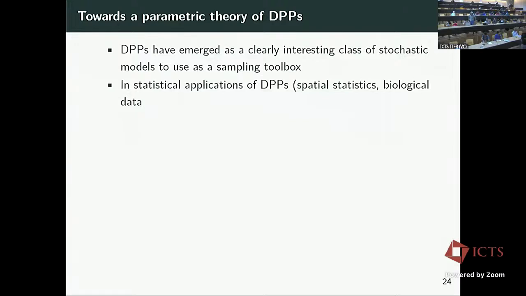These applications often arise in spatial statistics and also in biological data. So what kind of applications? Let me give two examples from spatial statistics. In spatial statistics, it is often important to model the collective locations of various objects. One of them is the so-called Spanish towns data set, where you are looking at the sizes of various towns in a region in Europe.